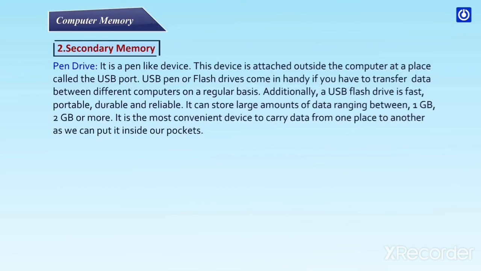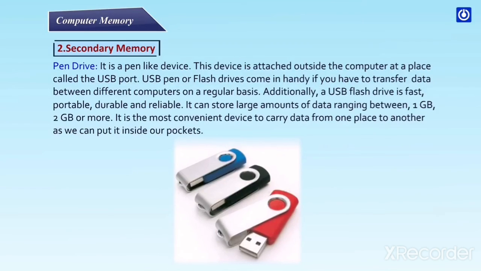Pen drive. It is a pen-like device. This device is attached outside the computer at a place called the USB port. USB pen or flash drives come in handy if you have to transfer data between different computers on a regular basis. Additionally, a USB flash drive is fast, portable, durable and reliable. It can store large amounts of data, ranging between 1 GB, 2 GB or more. It is the most convenient device to carry data from one place to another as we can put it inside our pockets.